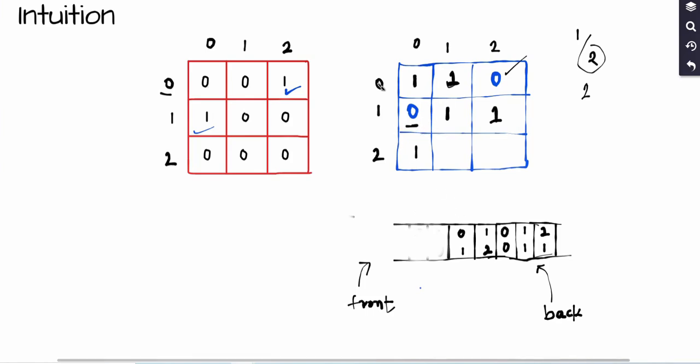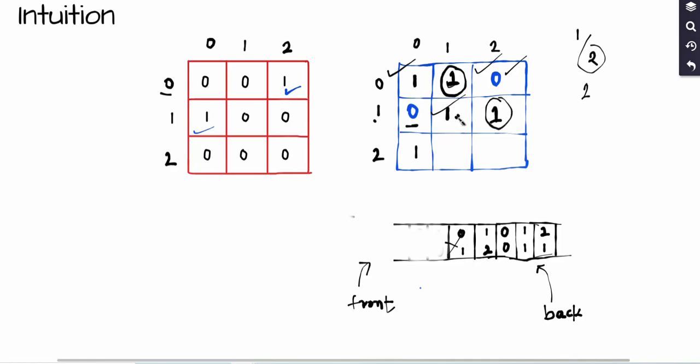Now I visit this cell, that is 0 1, this one, and I explore its adjacent cells. We know that adjacent cells of this cell 0 1 are already explored. We have assigned height here, here, and here. So we don't have to do anything. So this is skipped. Then I move to cell 1 2, which is this one.